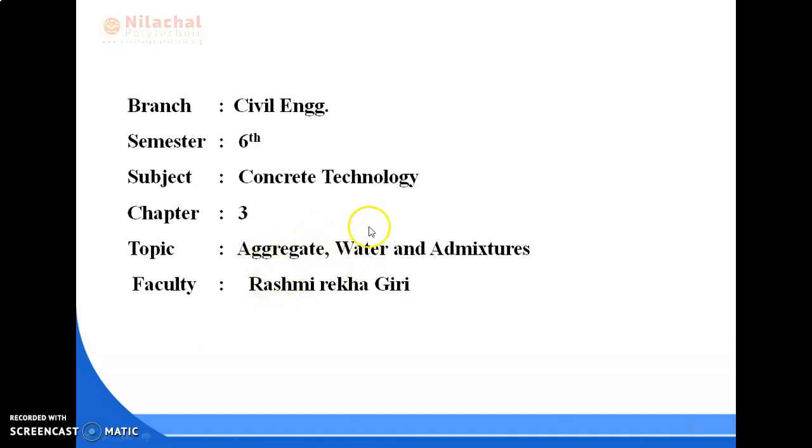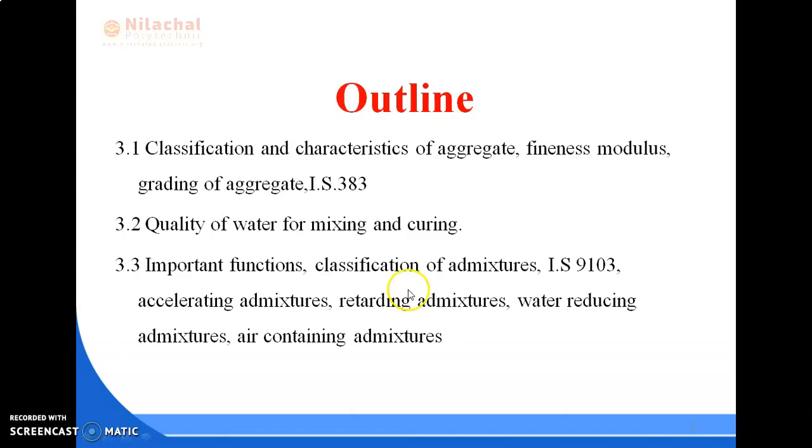Then next, again details about water, that means properties of water, then what are the impurities that affect the properties of concrete, and at last details about admixtures, like types and influence of admixtures on the properties of concrete. So this is our chapter 3. This is the outline of this chapter.